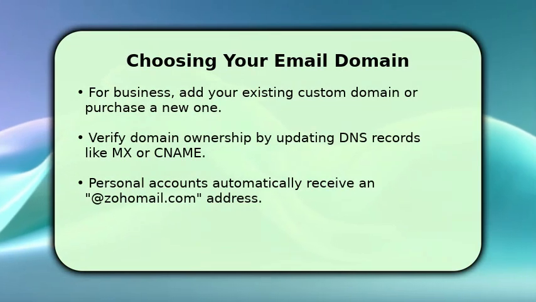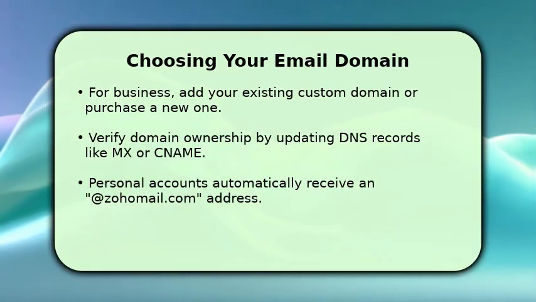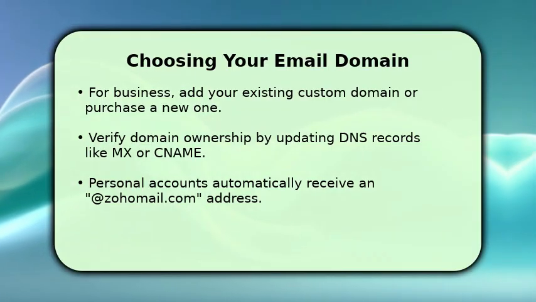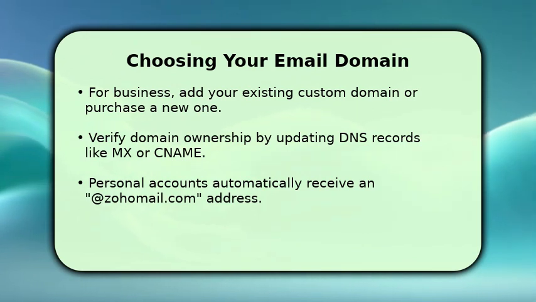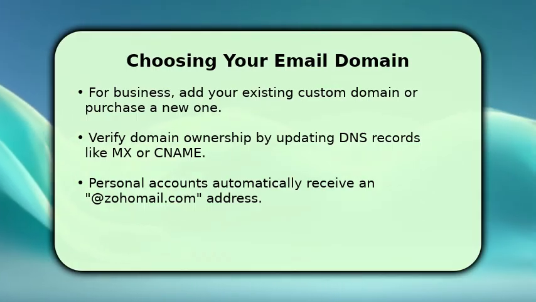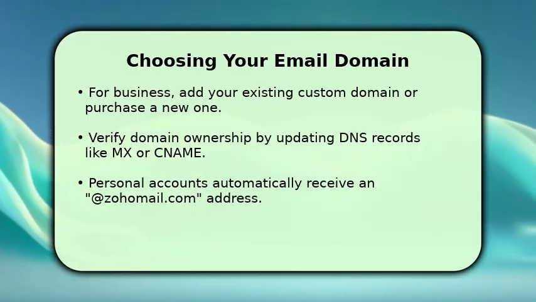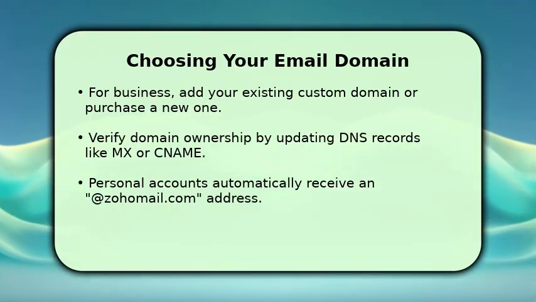Now, if you're setting up a business account, you'll have the option to either add a custom domain you already own or purchase a new one directly through Zoho. You'll then need to verify domain ownership by updating specific DNS records, such as MX or CNAME, with your domain registrar. For personal accounts, this step is skipped, and you'll automatically receive an email address ending in @zohomail.com.